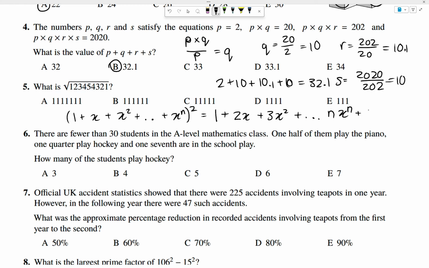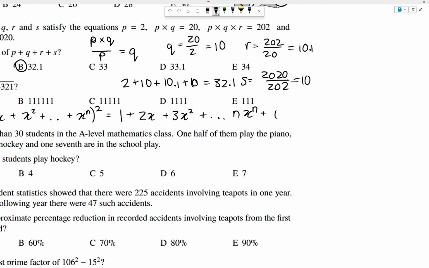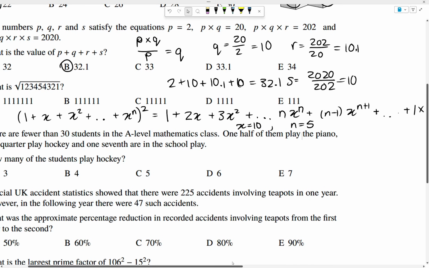And then the coefficients of all the subsequent terms are decreasing. So it would be n minus 1 times x to the power of n plus 1, and this would go all the way up until 1 times x to the power of 2n. And if you're familiar with that factorization, then you'll be able to substitute in x equals 10 and n equals 5 to get that the answer is C with 5 digits. But if you're not familiar with that factorization, this is quite a bit harder.